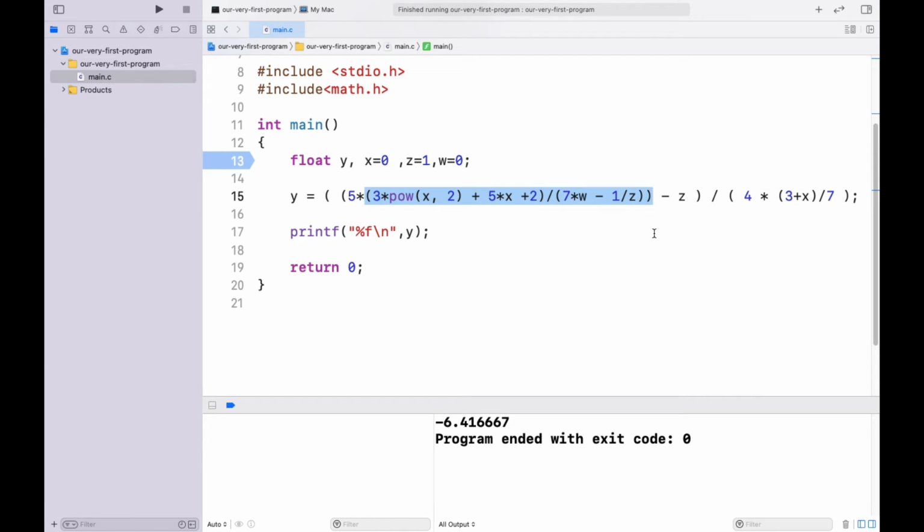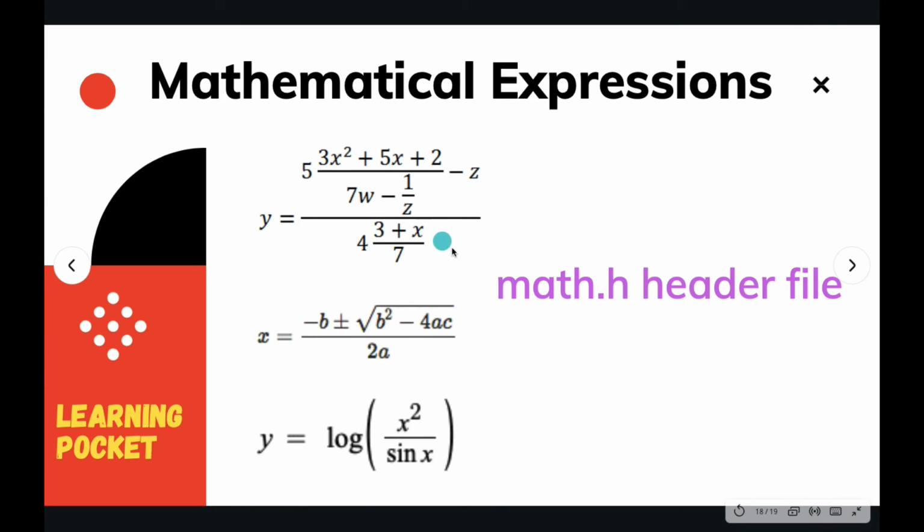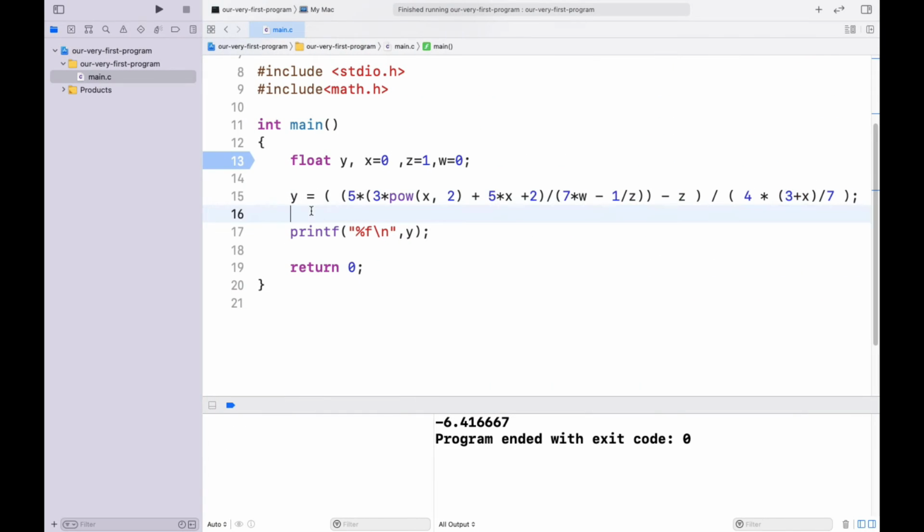You can see I have used a bracket for that, and then after multiplication I have subtracted z itself, and you know the precedence, so there is no need for extra brackets. And I have taken separate brackets for this whole expression, and I have divided it by 4 multiplied by 3 plus x divided by 7. As you can see, 4 into 3 plus x divided by 7. You can calculate this out.